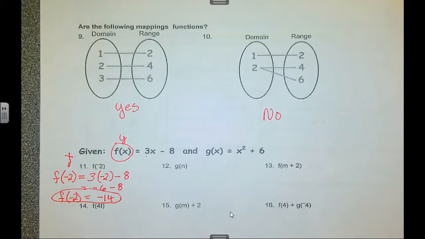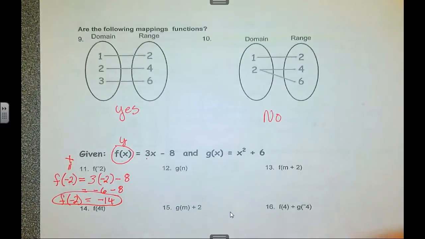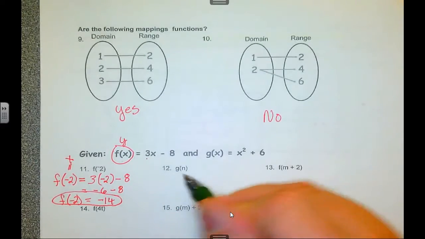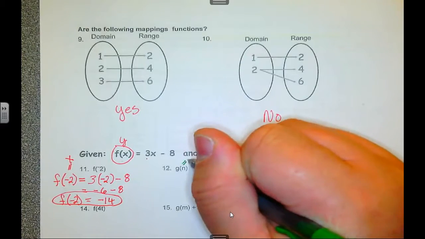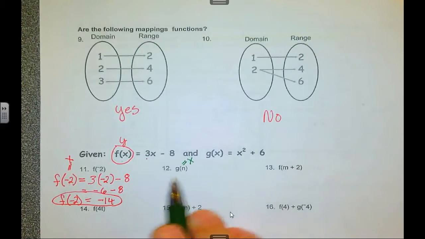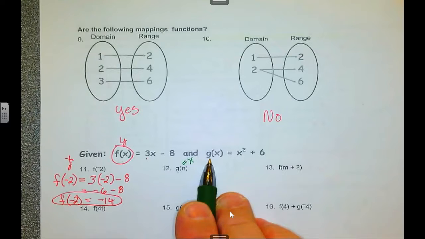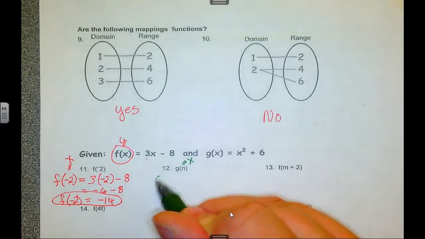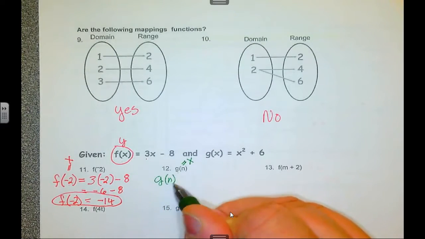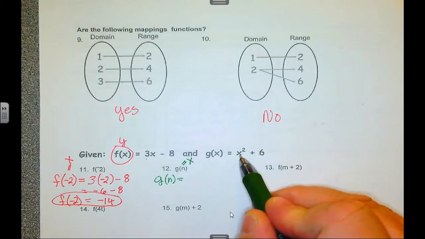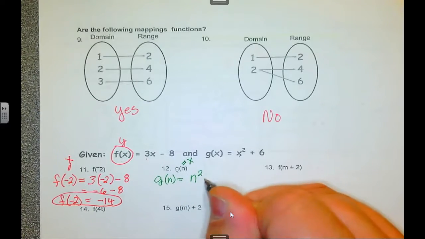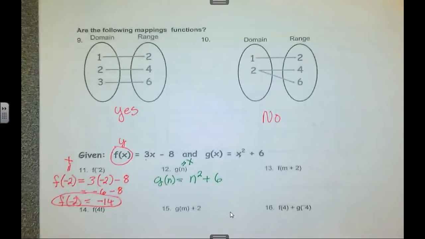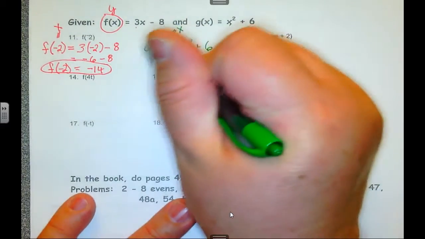Now number 12, I have the g of n. In this case, my x, again, remember, whatever's in the parentheses equals x. I have to use the g function, so it's this function. So the g of n, now wherever I see an x, I put in n. So I have n squared plus 6. And I can't simplify that anymore. It's my answer.